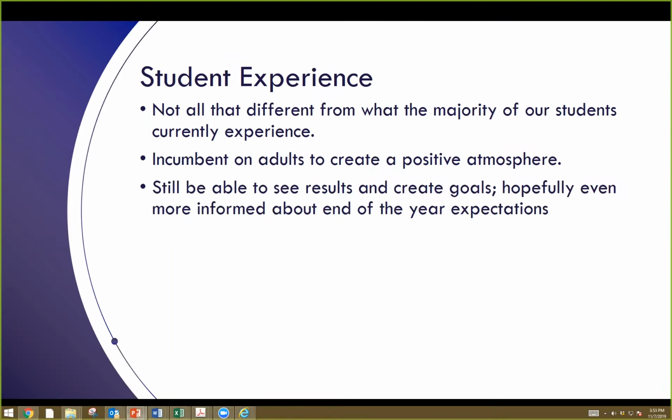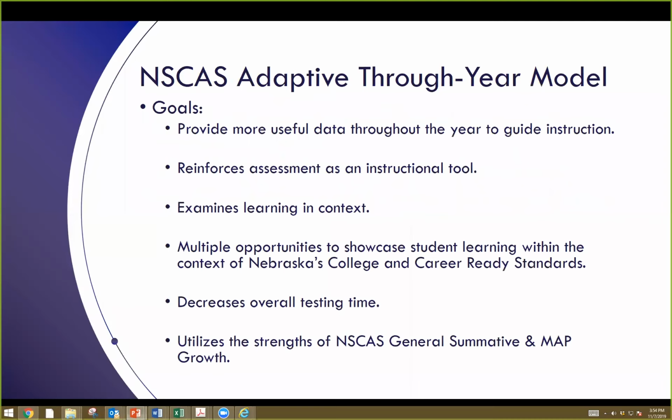Students are going to still be able to see results and create goals. Hopefully they're going to be even more informed about the end of year expectations, and hopefully that will be a part of that positive atmosphere of improving, of growing, and focusing on that as opposed to just one proficiency level or achievement level at the end of the year.